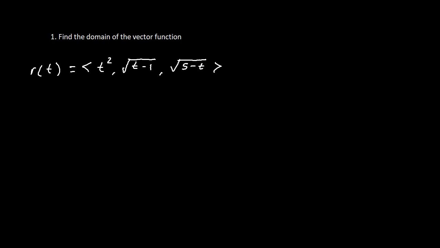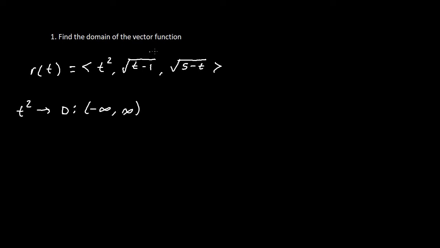So for number one, let's find the domain of the vector function r of t equals t squared, the square root of t minus 1, and the square root of 5 minus t. Let's start with the first function, t squared. If you think about y equals x squared, obviously the domain is going to be all real numbers. So for t squared, the domain is from negative infinity to positive infinity.